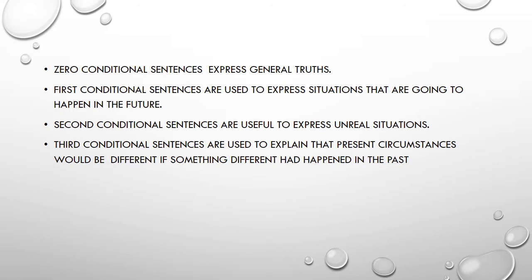Okay, here we have a short explanation about how each of them work. The 0 conditional sentences express general truths. First conditional sentences are used to express situations that are going to happen in the future. The second conditional sentences are useful to express unreal situations. And the third conditional sentences are used to explain that present circumstances would be different if something different had happened in the past.